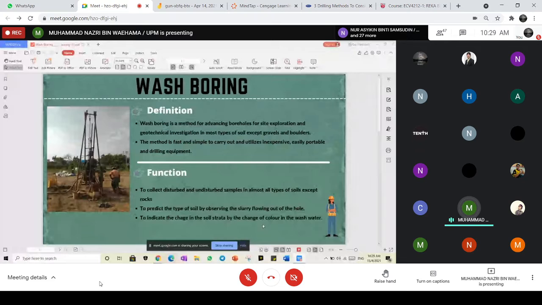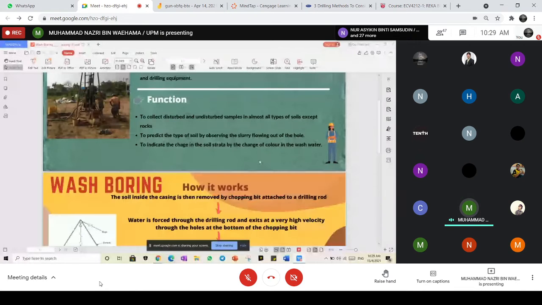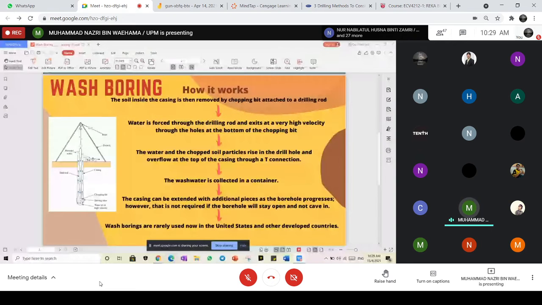Okay, next, how it works. Firstly, the soil inside the casing is removed by a chopping bit attached to a drilling rod. So basically, as you can see from my cursor, the soil inside the casing is going to be removed. Water is pumped at velocity through the hole at the bottom of the chopping bit. And then the water carries the soil particles up the drill hole and overflows at the top of the casing through a T connection.